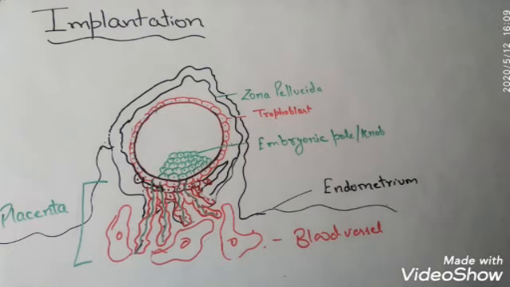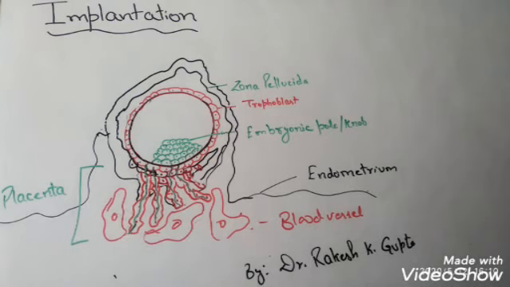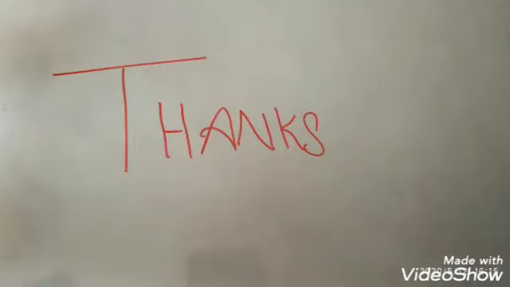Thus, the structure so formed between the blastocyst and the uterus, where they can easily exchange food material and oxygen, which is taken up by the developing embryo, and carbon dioxide as well as waste material, which is discharged by the embryo and taken by the uterus, is called the placenta.